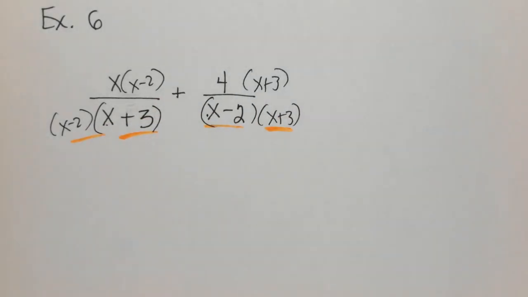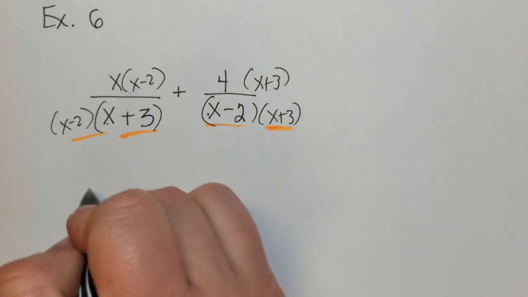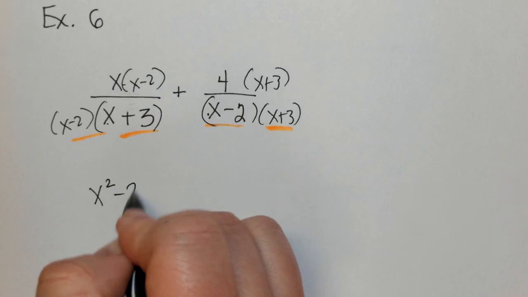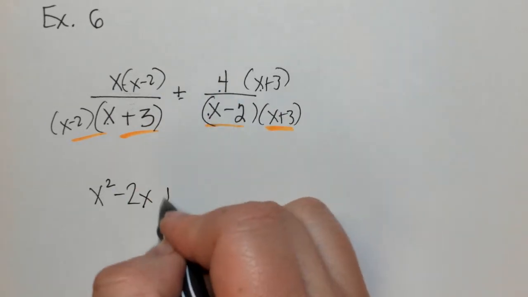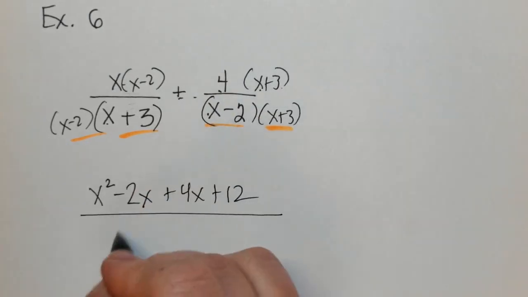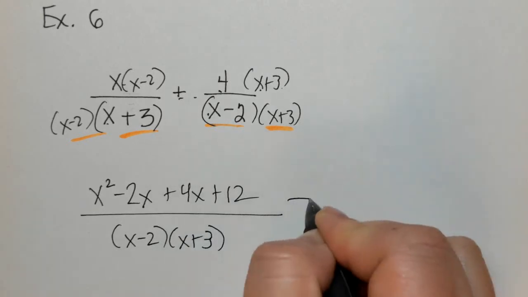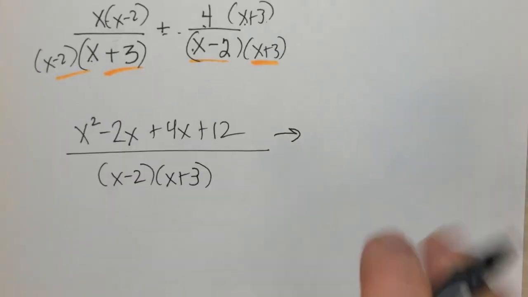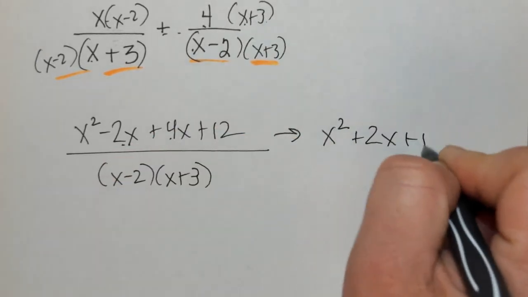Okay, let's look at the top here. So I have x times x is x squared. x times negative 2 is negative 2x. Okay, and I have a positive 4 times x, plus 4x. Positive 4 times 3 is plus 12. Okay, so x squared plus 2x plus 12.